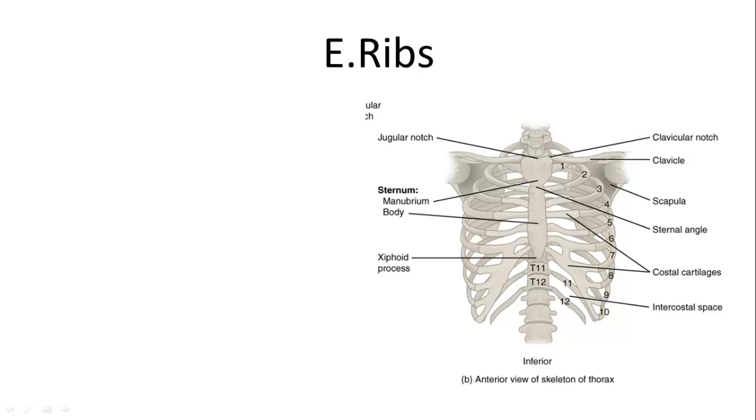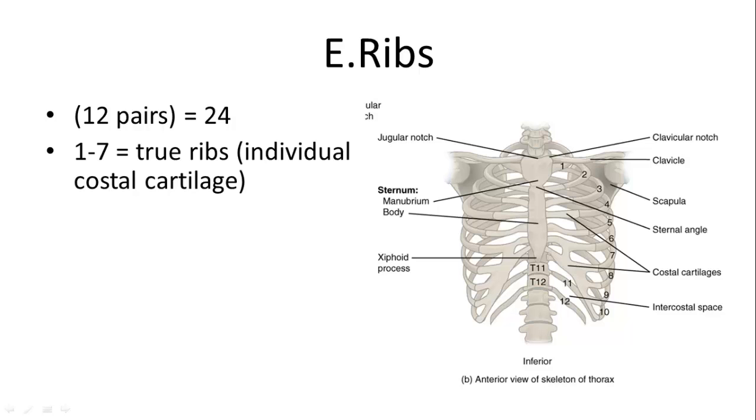All right, ribs are our next group of bones. There are 24 ribs, 12 pairs, 7 of which are true ribs. That means they have their own cartilage, which touches the breastbone sternum here. There are 4 false ribs, 8 to 12, I guess that would be 5, 8, 9, 10, 11, 12. And they do not have their own cartilage.